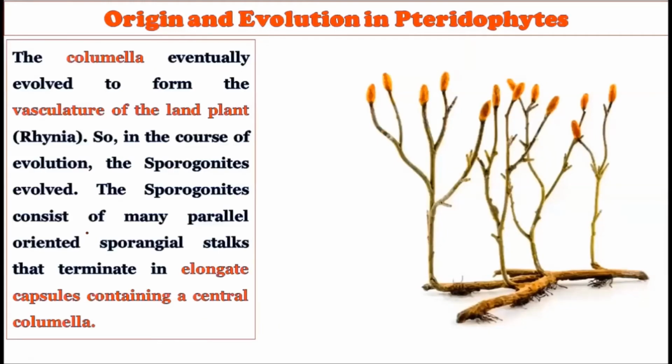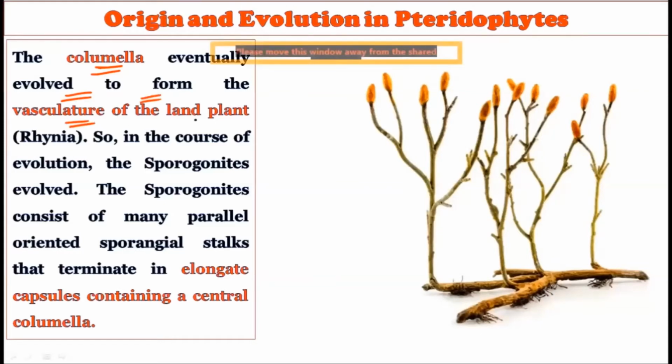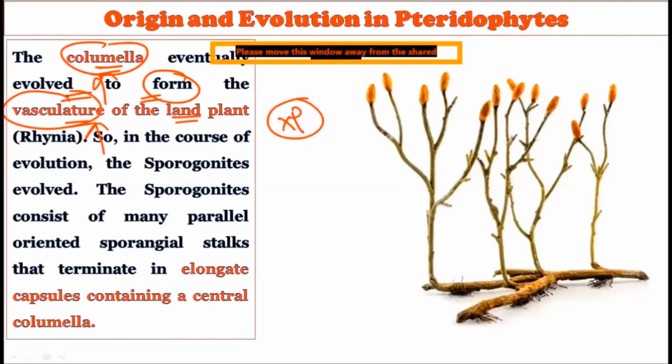Okay, now see, the columella that was present there eventually evolved into the vasculature of the land plant, to form the vasculature of the land plant. So what he is saying is that the columella structure which is present in Anthoceros has converted into vasculature, that is the vascular bundle, xylem and phloem. The xylem and phloem were created out of the columella of the land plant, for example, Rhynia.